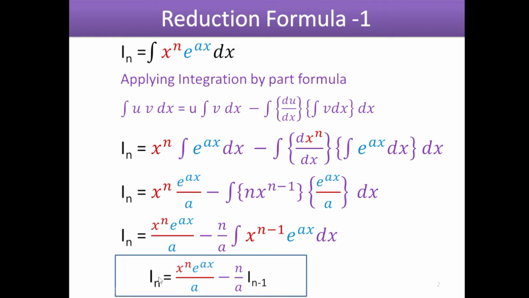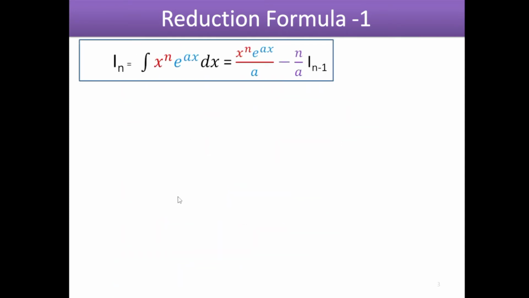The relationship between the integration of x to the power n multiplied by the exponential function and the other integration, x to the power n minus 1 e to the power ax dx, is the required reduction formula. So the reduction formula of the integral of x to the power n e to the power ax dx is x to the power n e to the power ax by a minus n by a times I n minus 1. We represent this equation as equation 1.